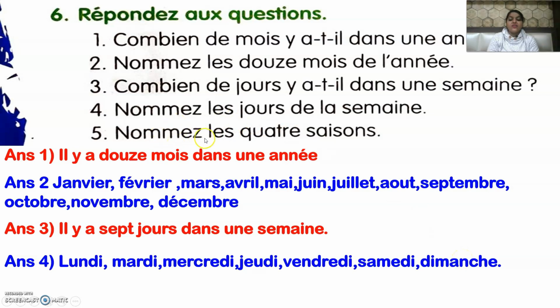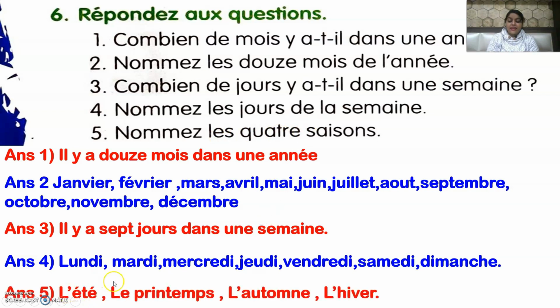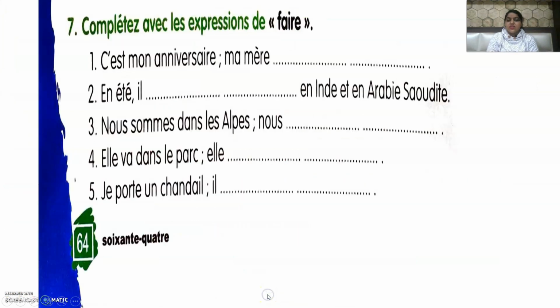Last question says, nommez les 4 saisons. That means name the 4 seasons. So we will write down l'été, le printemps, l'automne and l'hiver. Now let's move to the next question. The seventh question says, complétez avec les expressions de faire. So we have learned certain expressions of faire also in this chapter and we have to complete this exercise with the expressions of faire.